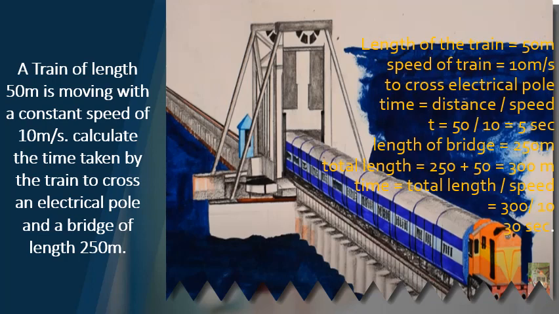Now that total length by the speed, or distance by speed. The distance is the total length of the train before touching the bridge and the guard after coming out of the bridge. The total length you have to take, and the time you have to calculate. Time is equal to total length, 250 plus 50, divided by speed 10, so it is 30 seconds.